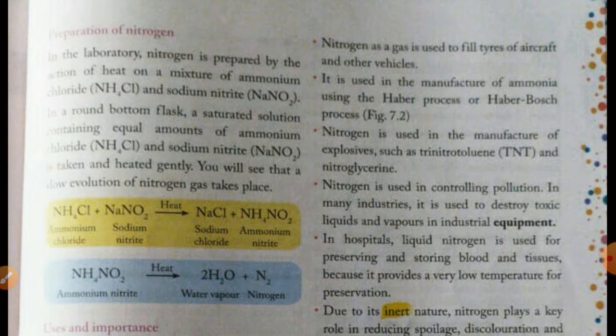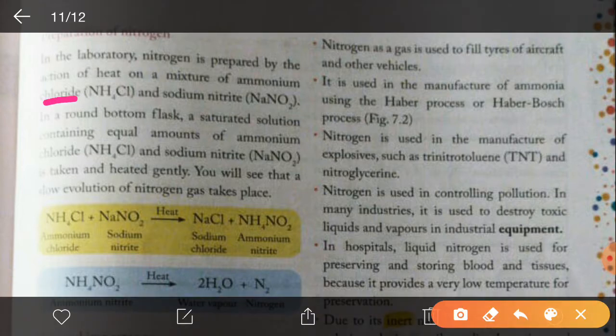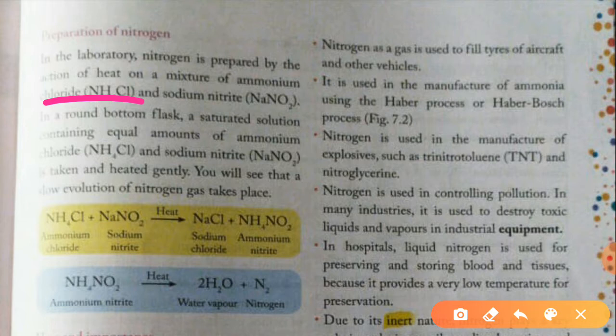First is nitrogen. Whenever we are talking about nitrogen, we will learn here the preparation of nitrogen. In a laboratory, nitrogen is prepared by the action of ammonium chloride, NH4Cl, and sodium nitrite, NaNO2. How is this experiment carried out? It is carried out in a round bottom flask with a saturated solution containing equal amounts of ammonium chloride and sodium nitrite solution.